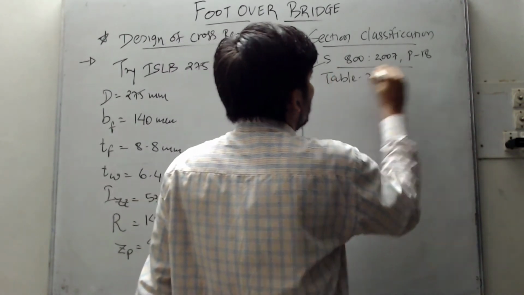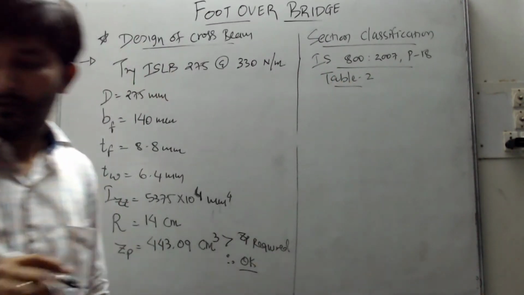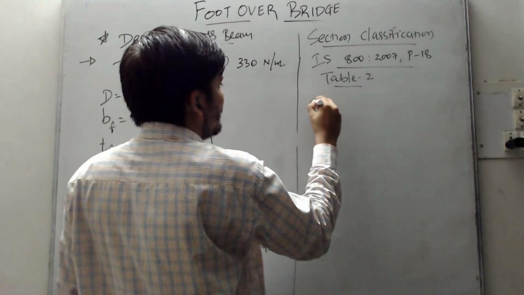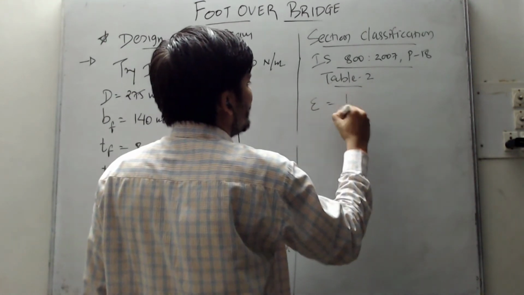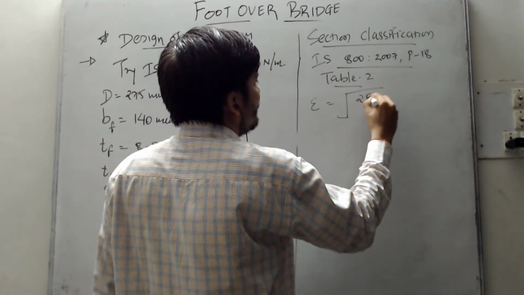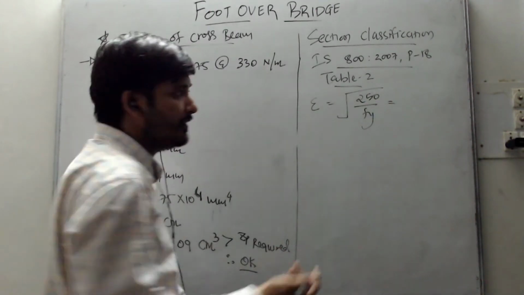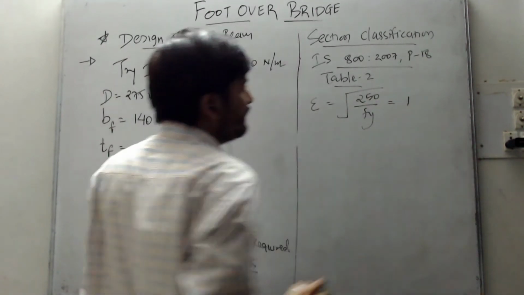So first, before referring, we need to find out the epsilon, that is square root of 250 divided by Fy. 250 is given in the data, so ultimately my epsilon value will be 1. This formula is given in the table, we'll see that, right?